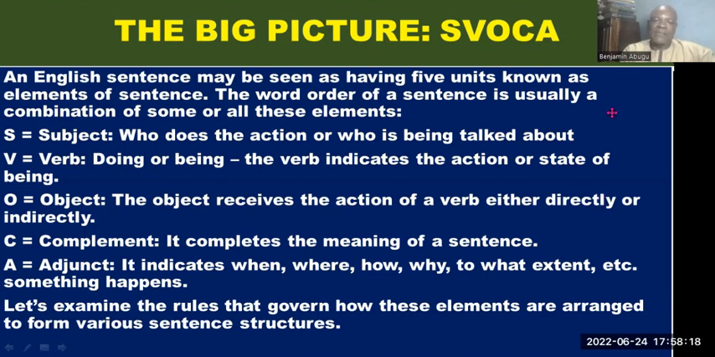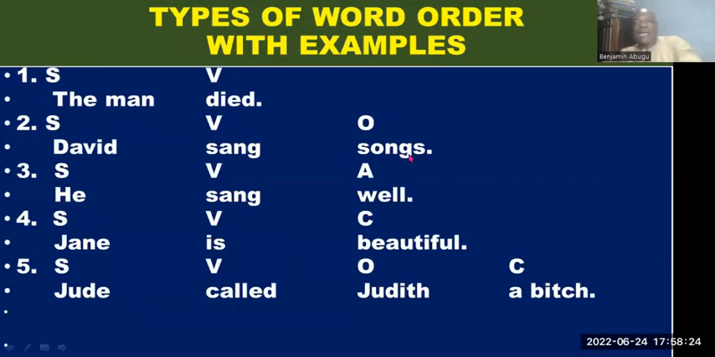form various sentence structures. Okay, so let's now go and look at the various combinations, how these various elements of a sentence can be combined. All right, we can combine them to form different structures. We can have different types of word order. And let's look at the examples.